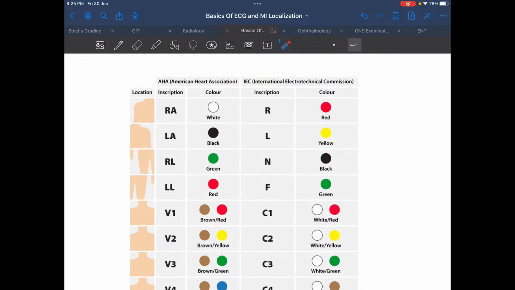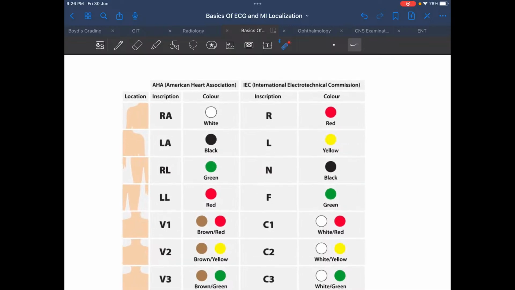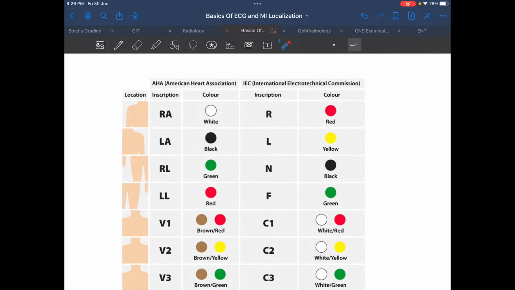Okay, and this is what I want you to remember. If there is some discrepancy, you can always check: on our ECG machine it is always written what the correct lead placement is. So just corroborate with that as well. Okay, so let's see what the International Electrotechnical Commission says.